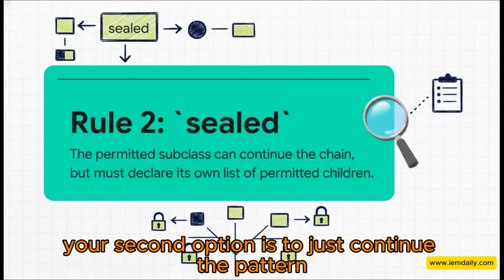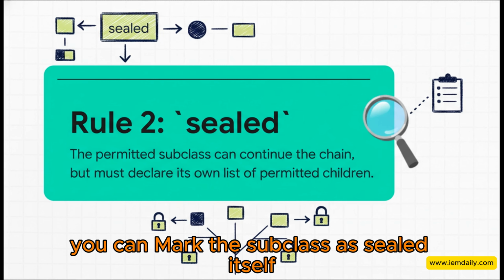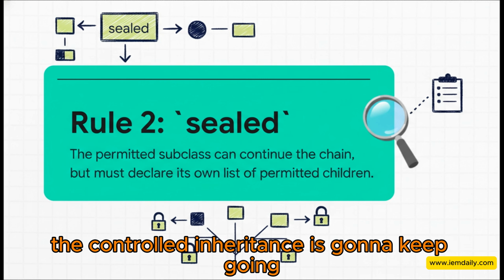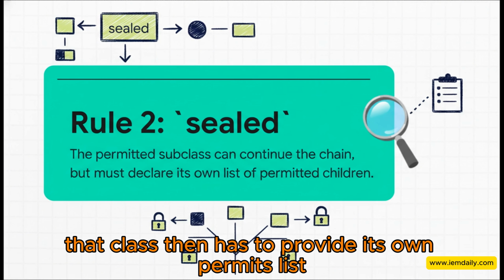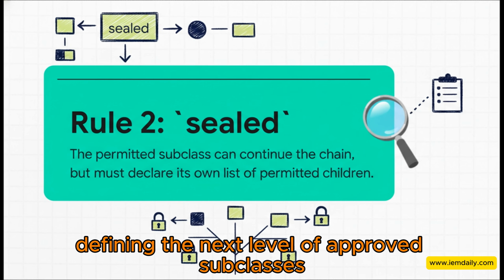Your second option is to just continue the pattern. You can mark the subclass as sealed itself. And if you do that, you're saying the controlled inheritance is going to keep going. That class then has to provide its own permits list, defining the next level of approved subclasses.